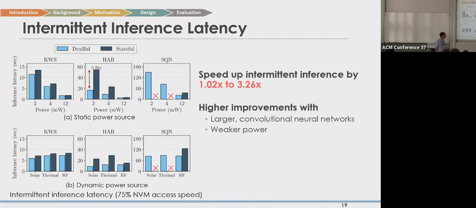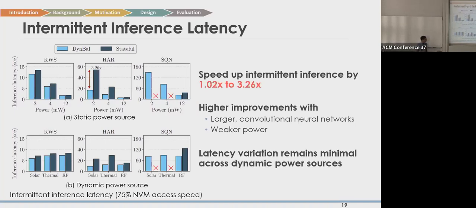And overall, we can see the improvement is higher for larger and data access intensive convolutional neural networks under weaker power. And also note that we want to show the variation of intermittent inference latency is minimal for Diabeo. Instead, for stateful, the variance can be quite large. That is because Diabeo dynamically balances the data reuse and data refetch cost. So overall, it can achieve a similar performance for different conditions.